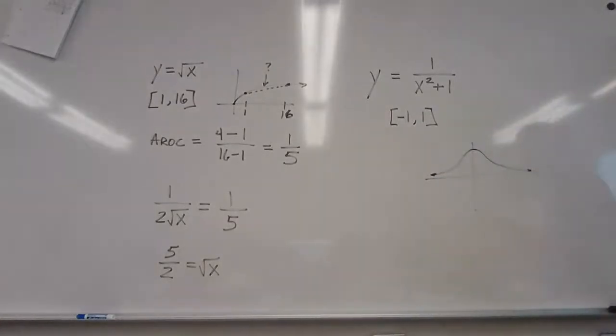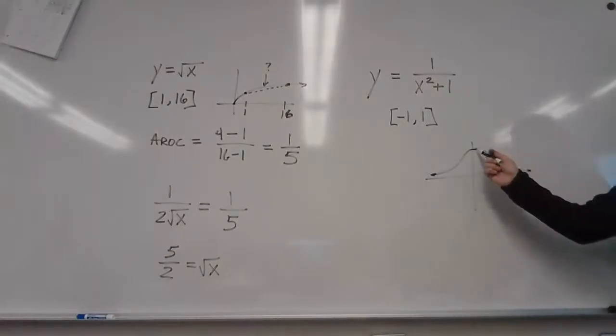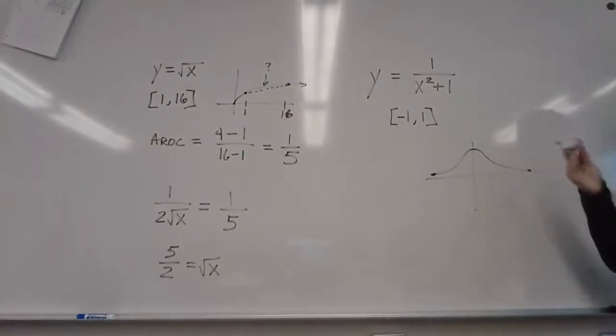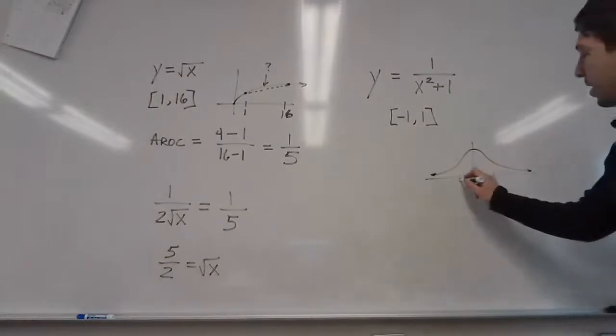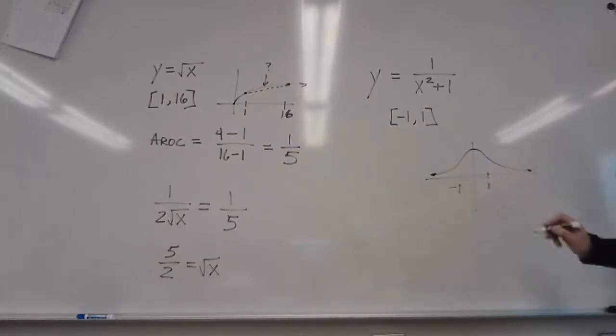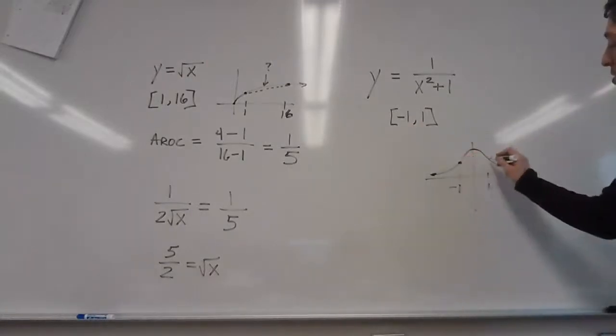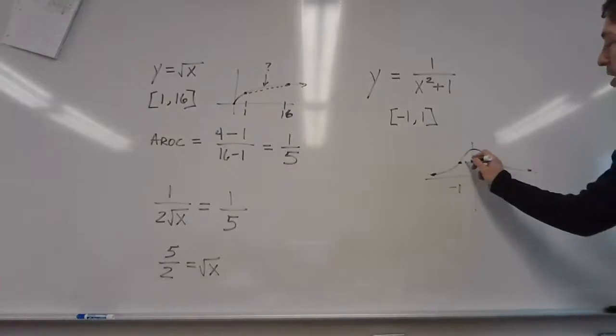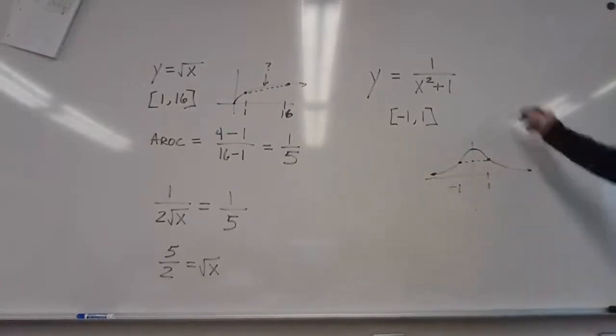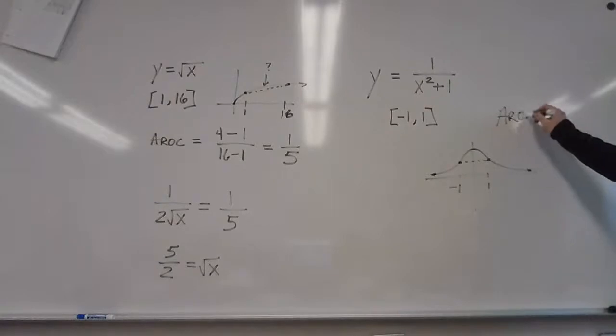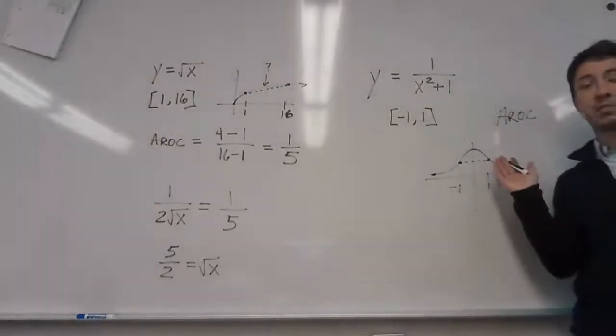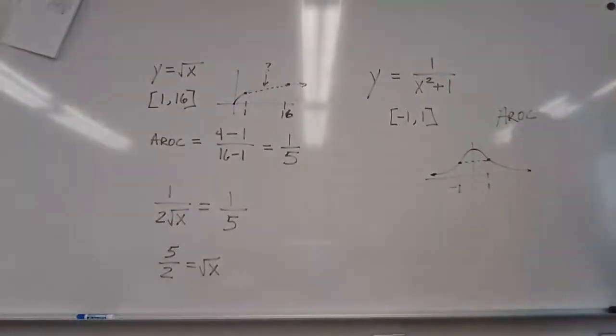I guess what's not obvious is, do we know for sure that it's not pointy up there? That's a difficult question, but between -1 and 1, that's symmetrical. So what's the average rate of change? 0. We can calculate it too. I'm just trying to show you that you can answer this question without doing any actual calculation. The answer is E.